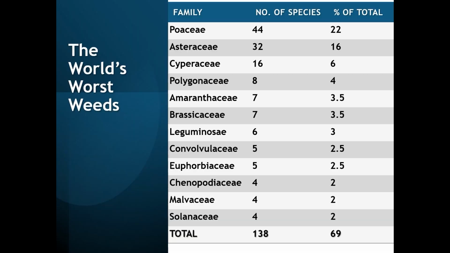Now we are going to change the topic and talk about the families of weeds that are considered the world's worst weeds. You can see on the list that the grasses, or the Poaceae family, comprise 44 species, and they are considered the world's worst weeds. They make up 22% of the world's worst weeds, followed by the Asteraceae plants, which would be your sunflower type of plants, followed by the Cyperaceae, which are your sedges, and so on and so forth. So this is a list of the world's worst weeds.